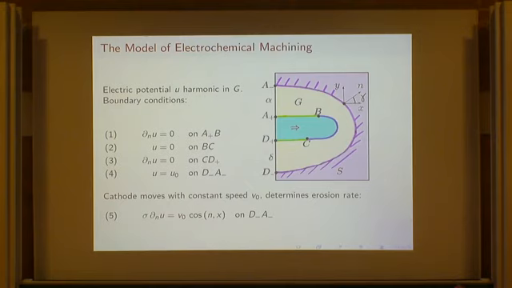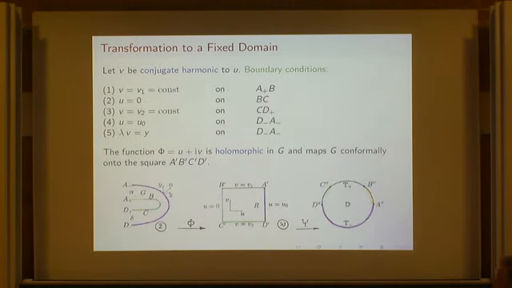So, and now we have this dynamic boundary condition, namely that this cathode moves towards this workpiece at a constant speed, which determines an erosion rate. So the normal derivative is the electric current, probably, which is acting here. This corresponds to the speed times the cosine of this angle, which is shown here. Okay? Just a geometric condition.